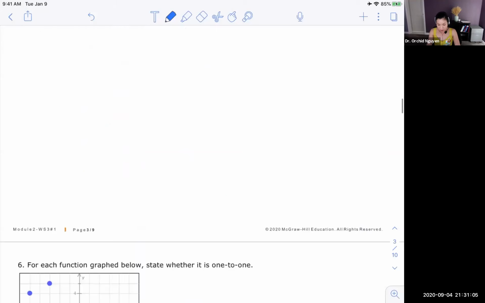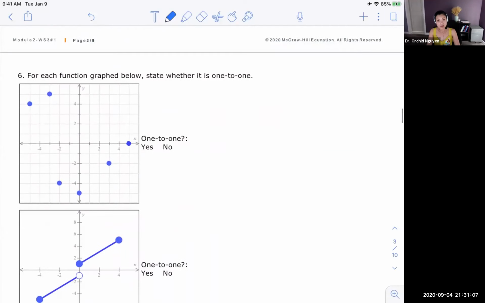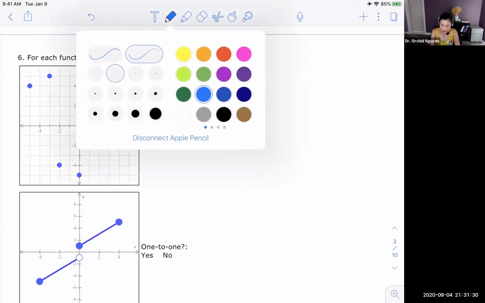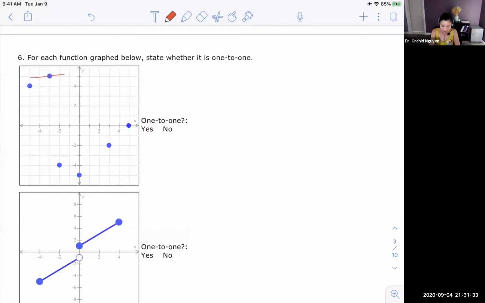Okay, so now moving on to the one-to-one function. Recall, for a function, you use the vertical line test. For a one-to-one function, you use the horizontal line test. Pretty much you draw a horizontal line, and it cannot cross more than once. So you see right here, if I draw the horizontal line, I hit exactly 1 point. So this is a yes.